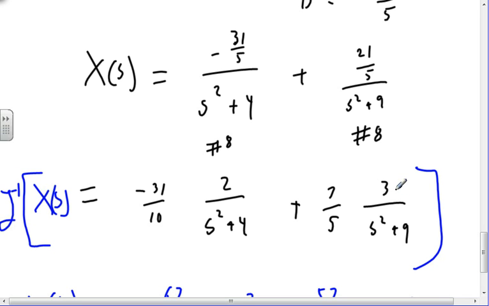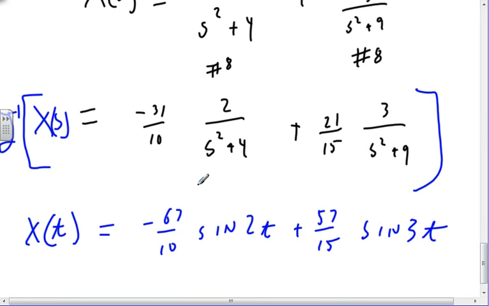I need a 3 there. That'd be a 6 over 5. I'm not sure what it is. We'll call it a 21 over 15. 2 times that, 3 times that. Okay, I still don't have a 1/3 or a 2/3. I'm supposed to have a 1/2 and a 1/3. I still don't have it.